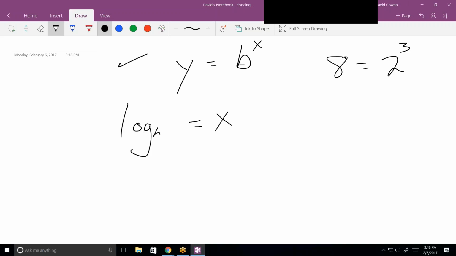B always goes down there. Okay. And there's only one place left for the y, and that is the argument of the log. So these two are equivalent.